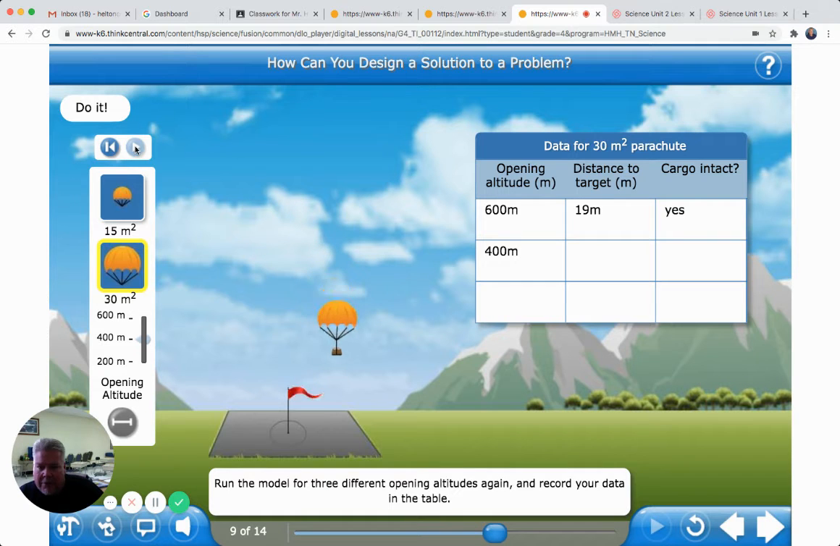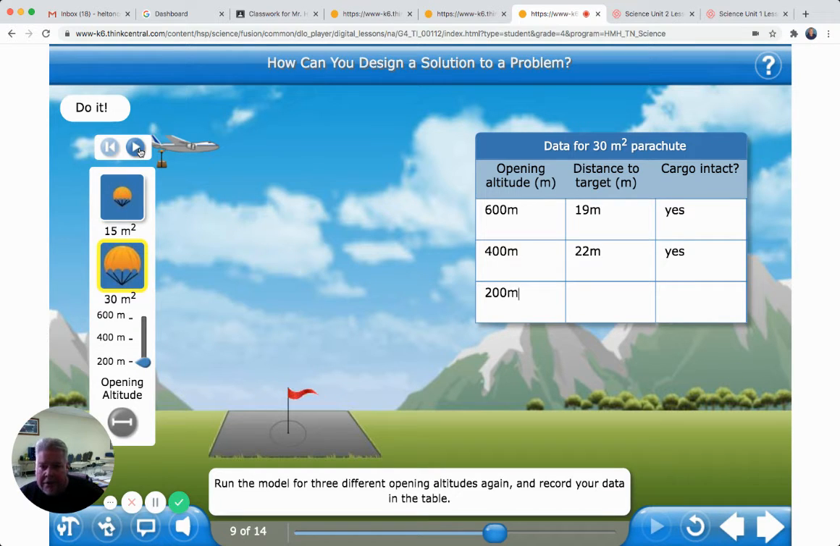Uh-oh. Okay, well, I didn't think that parachute was going to open. It's intact. Let's see how far away it is. I can figure this thing out a little bit farther. It's about 22 meters away, isn't it? So farther away. Okay, let's reset it. We're going to go down to 200 meters.